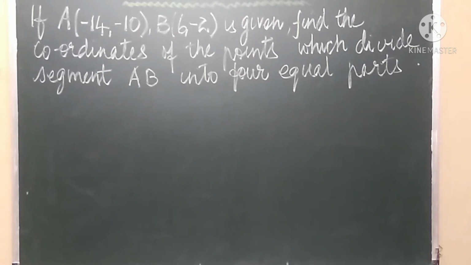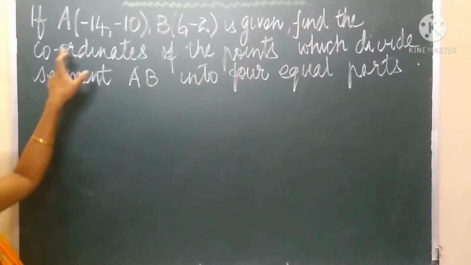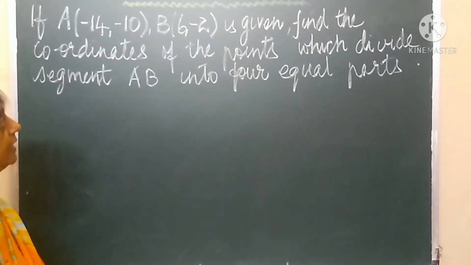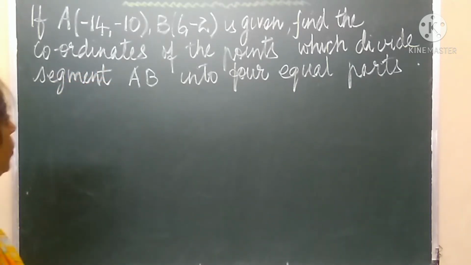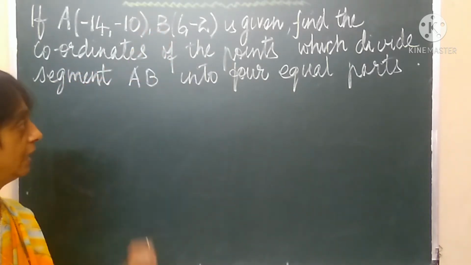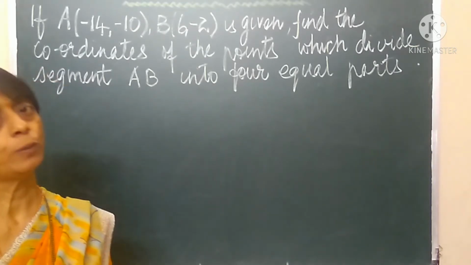Looking at the problem on the board, let's see how we can move on to calculate. If A is (-14, -10) and B is (6, -2), we are supposed to calculate the coordinates of the points which divide this line segment AB into four equal parts.